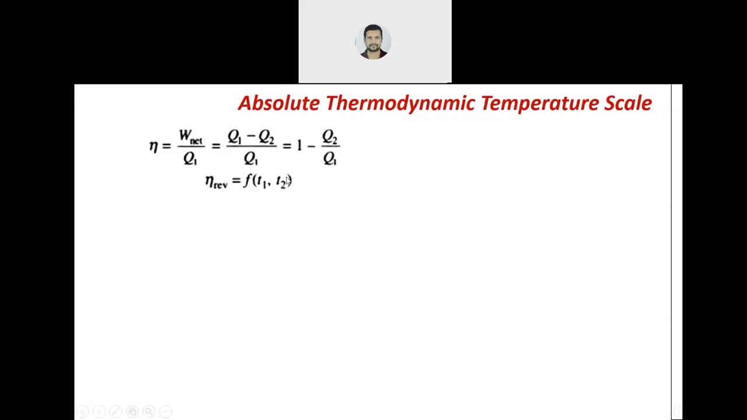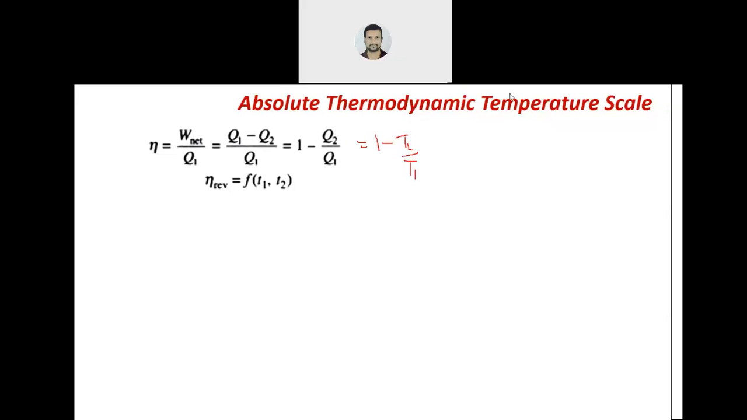Now, in the case of a reversible process, the efficiency will be maximum. So for the case of a reversible process, how do you represent efficiency? We represent efficiency in terms of temperature. Here it is written as 1 minus T2 by T1. Correct? So for a reversible process, efficiency is a function of T1 and T2. So in place of 1 minus Q2 by Q1, you can write 1 minus T2 by T1.